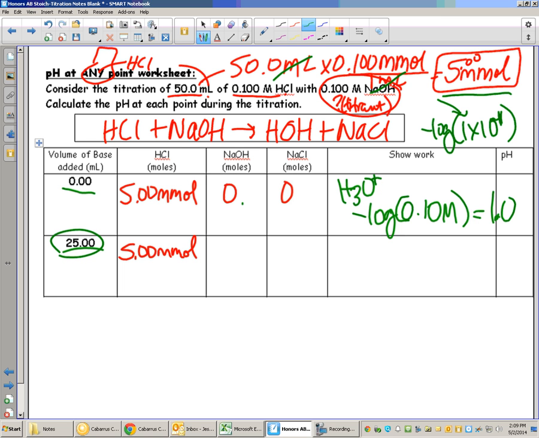You want to take this and multiply by its molarity. What's the molarity of the base? 0.1 as well, right? So we got 0.1 in this one and 0.1 in that one. So I need to take this 25 milliliters times 0.100 millimoles per milliliter, which gives 2.5 millimoles of base as well.